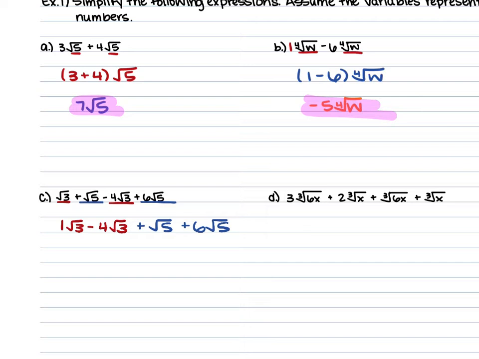The 1 minus 4 gives us negative 3 square root 3. We're going to put a 1 in front of that square root of 5 that doesn't have a coefficient, and we're going to do 1 plus 6, which is 7 square root 5. So we just have negative 3 square root 3 plus 7 square root 5.